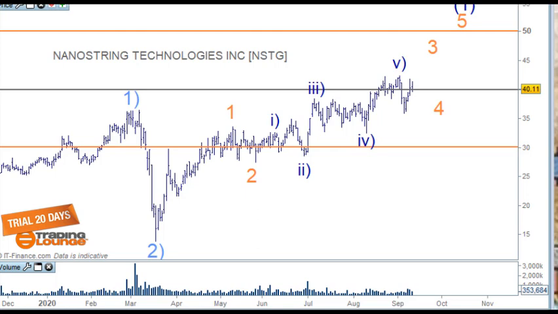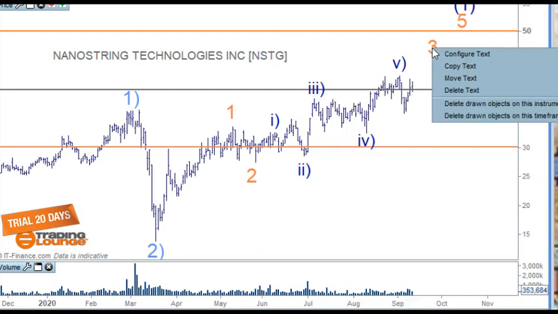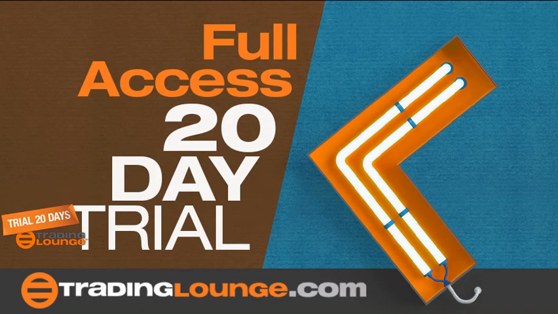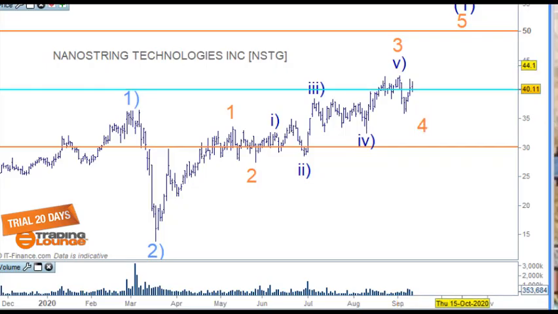So this is one of our old ones, NanoString Technologies. In a nutshell, we're just waiting for it to develop support on 40, which it looks quite close to at the moment. This could also be played out here as wave 3 here, and wave 4 here, and looking at another move down here before moving to the upside.